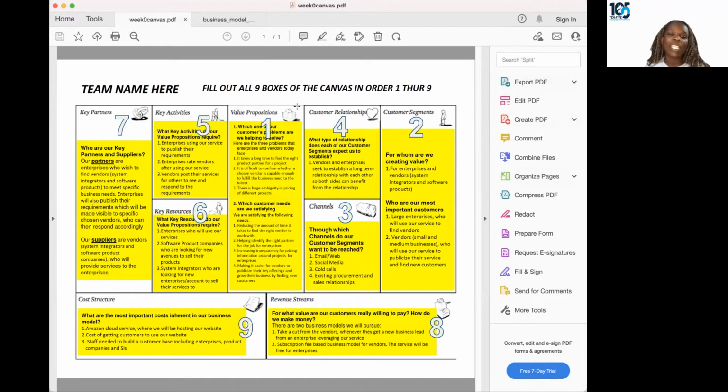What customer needs are we satisfying, right? Sometimes the customer has a problem and sometimes they just have a need. And so I like this template because it has a lot of different questions to help us think about our customers, and putting ourselves in our customers' shoes.